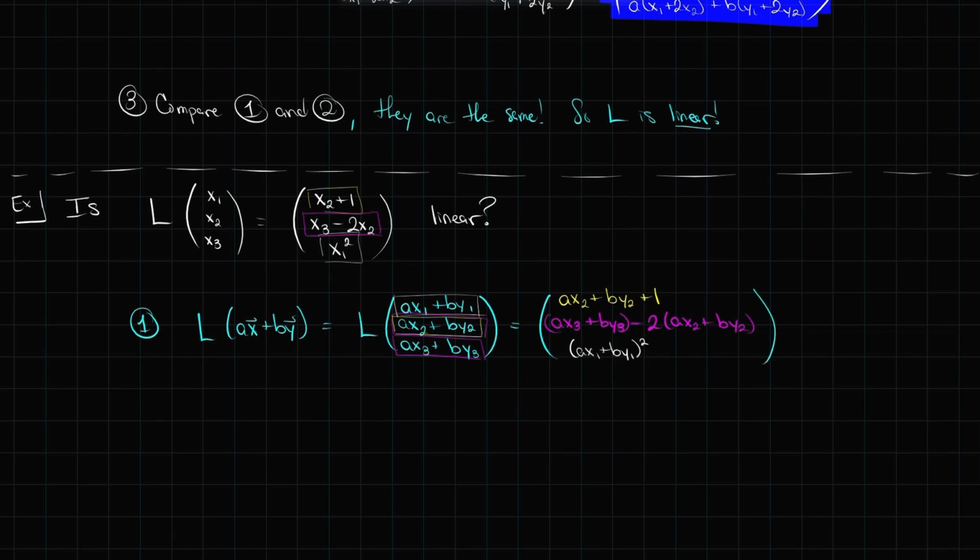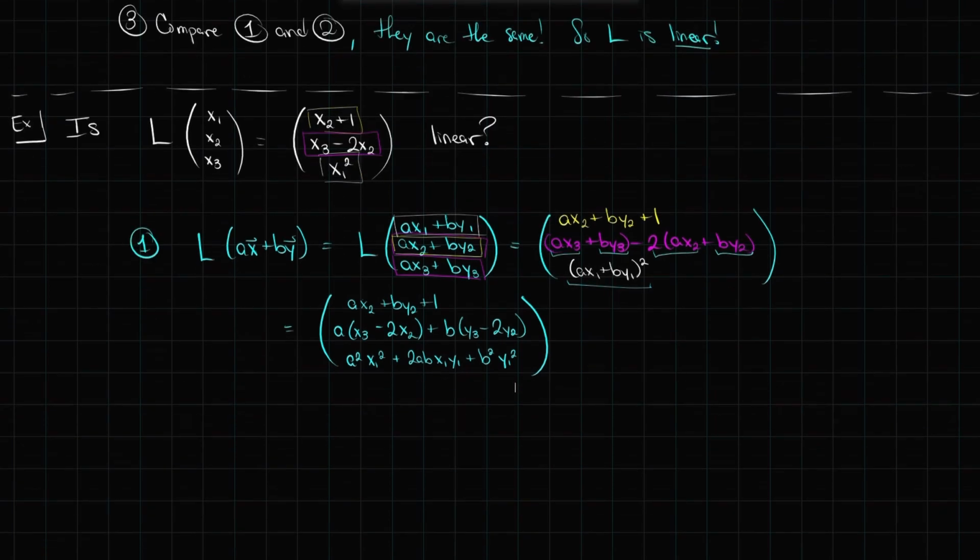Now I need to simplify. I can't really simplify the first entry too much, that's just ax2 plus by2 plus 1. The second one I can combine terms with the a's in them and the terms with the b's in them to give me ax3 minus 2x2 plus by3 minus 2y2. And in the third entry, I can FOIL that out to give me a squared x1 squared plus 2ab x1 y1 plus b squared y1 squared. That's about as simplified as it gets.